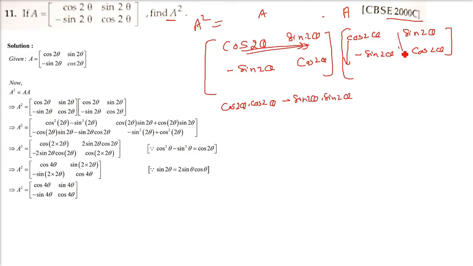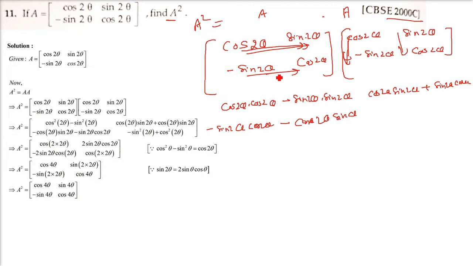Now the first row with the second column. Cos 2 theta, sin 2 theta and sin 2 theta and cos 2 theta. Multiply them and add them. Now the second row with the first column. Minus sin 2 theta and cos 2 theta. Then cos 2 theta and minus sin 2 theta.